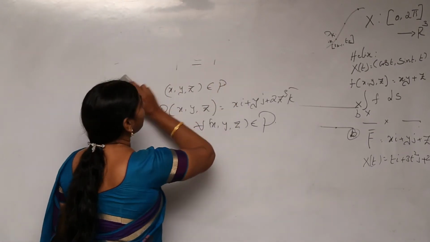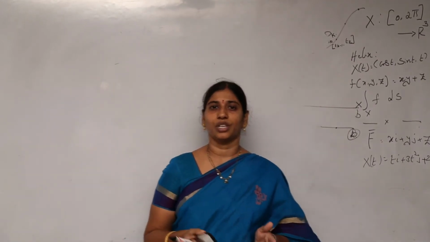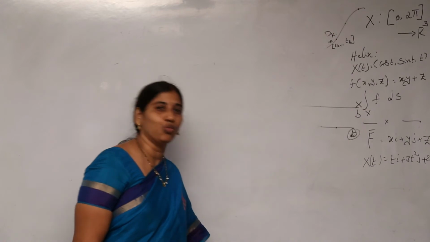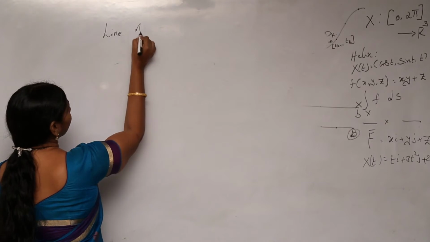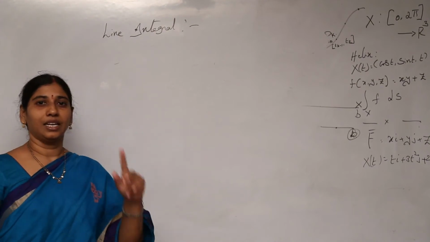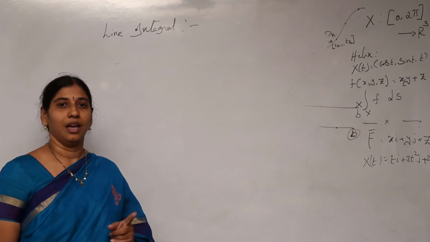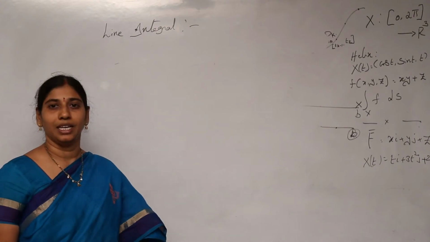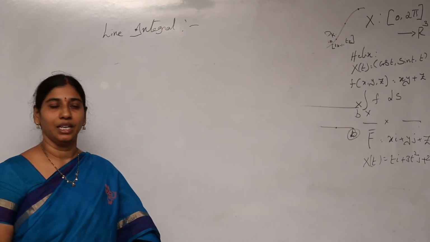So after knowing what is meant by a scalar function, a vector function, a scalar field and a vector field, now let's move on to what we mean by a line integral. As we discussed earlier, line integrals are of two types: scalar line integral and vector line integral. If our field is a scalar field, then we define a scalar line integral. If the field is a vector field, then comes the vector line integral.